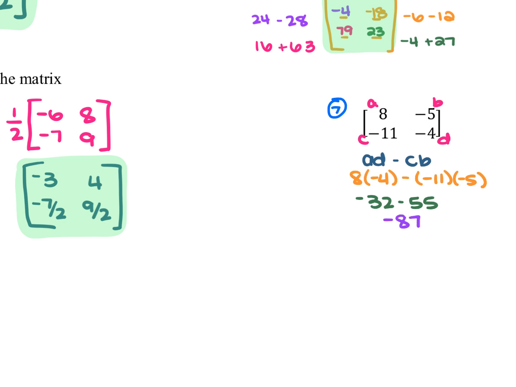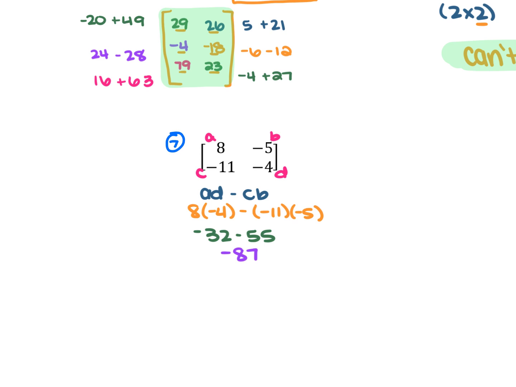We take the reciprocal of that negative 87, which is negative 1 over 87, and we switch up that matrix that was given to us. So your negative 4 is going to go first. The negative 5 turns into a positive 5. Negative 11 turns into positive 11. And then that 8 goes last.